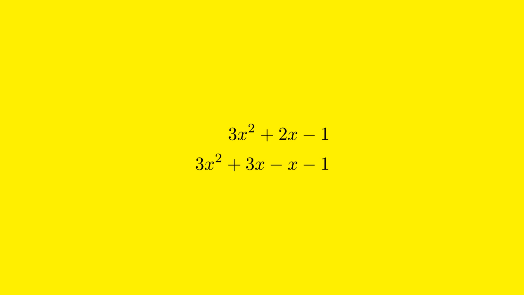Now, we look for two numbers that multiply to minus 3 and add up to the coefficient of the middle term, which is 2. These two numbers are positive 3 and minus 1. Next, rewrite the middle term, which is 2x, using these two numbers. So, the middle term 2x is expressed as positive 3x minus 1x. This alteration transforms the original equation 3x squared plus 2x minus 1 into 3x squared plus 3x minus 1x minus 1.